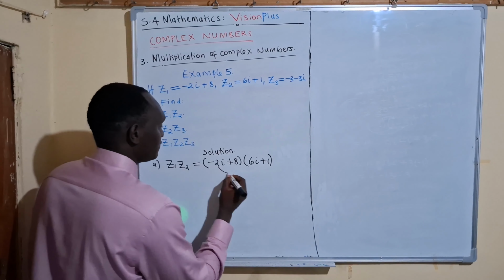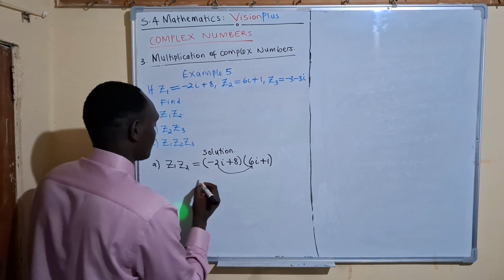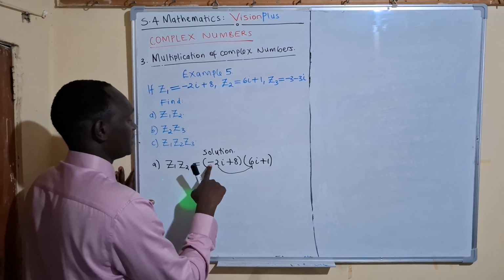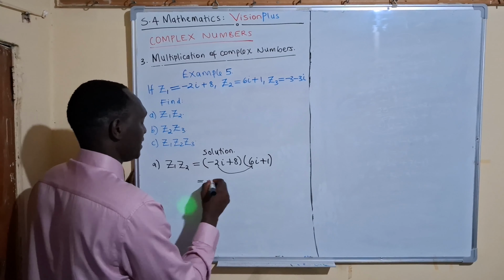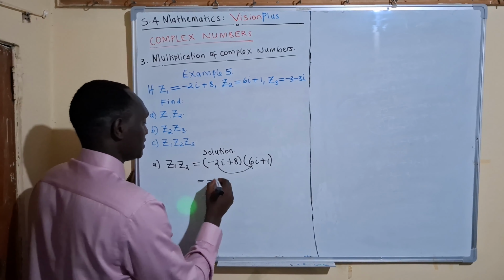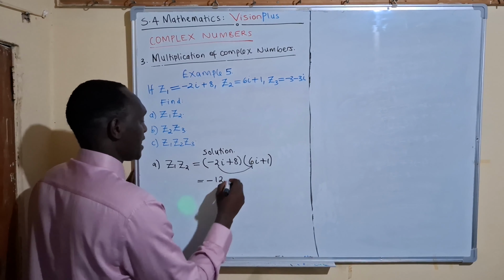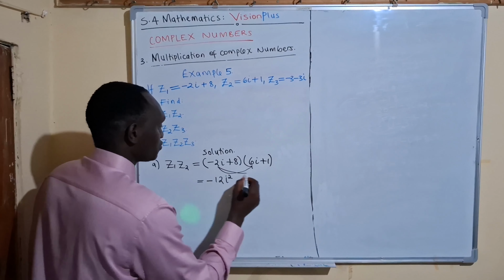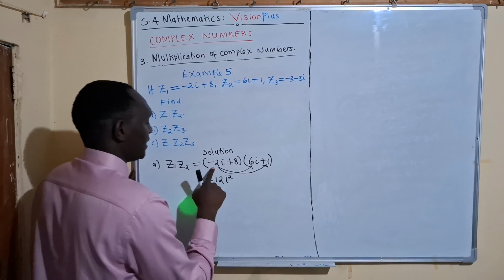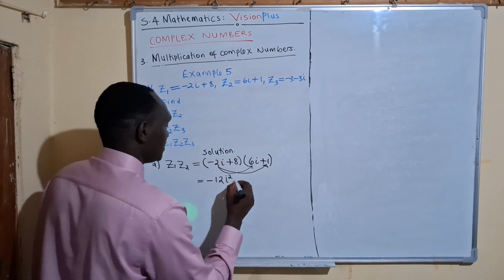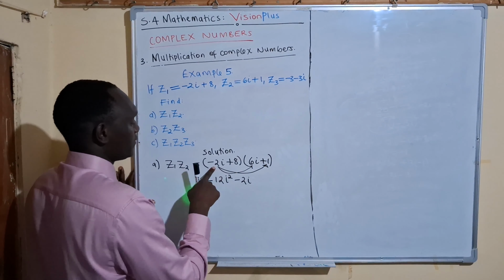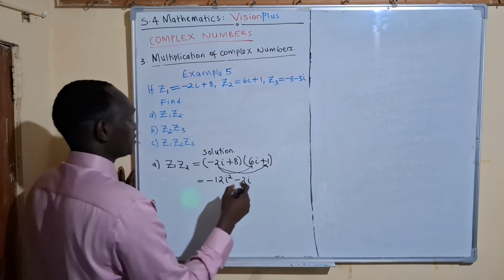So negative 2i times 6i. First of all, this is negative, this is positive. Negative times positive is negative. 2 times 6 is 12. I times I is I squared. And then again, these two go to positive 1. Negative 2 times 1 is negative 2i. Now this negative 2i has multiplied the two terms in the other bracket.